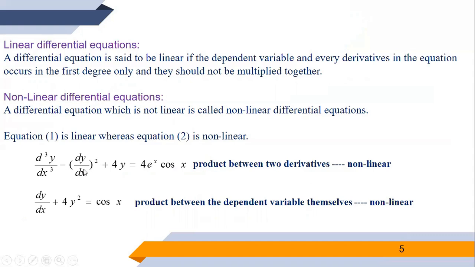Here also we can say dy/dx appears 2 times, so a product between two derivatives, so non-linear. Suppose dy/dx plus 4y^2 is cos x. So there is a product of the dependent variable, here the dependent variable is y. Given that y^2, the degree of y is more than 1. So the equation is non-linear.